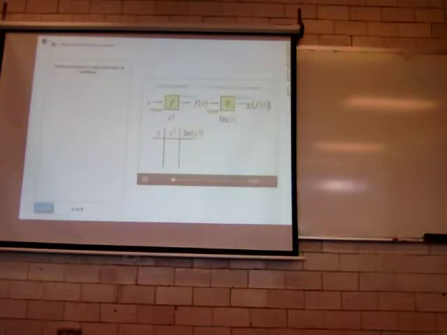Exactly. g of f of x is the natural log of x squared. Let's try out the inputs 1, 2, and 3. What will be the final outputs of g of f of x, which we write in the third column over here?